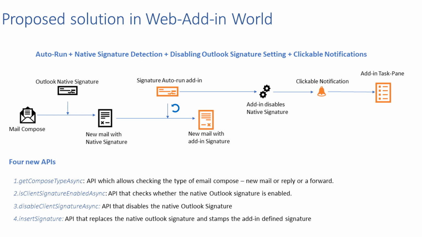And finally, we have an insert signature API, which allows you to replace a signature that is currently on the email with a new one coming from a service. So the flow is basically like that. You create a new email, Autorun gets launched, you check the configuration and what type of message you're dealing with, and then finally the email signature is replaced through the APIs. Okay.